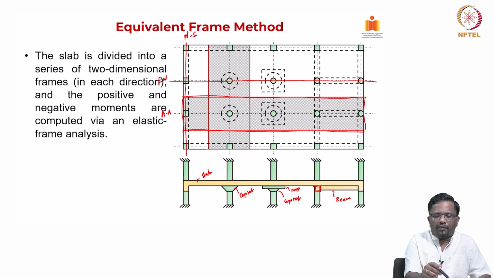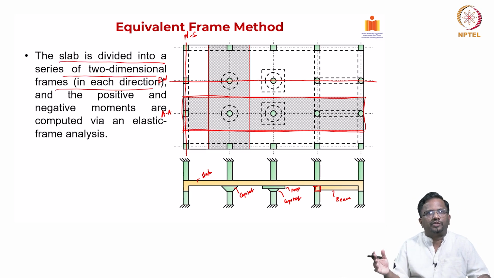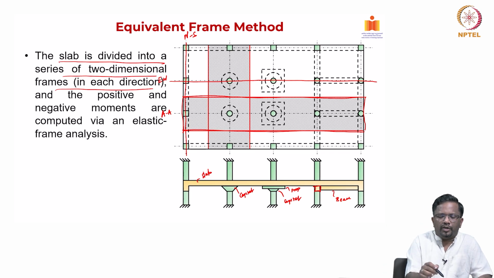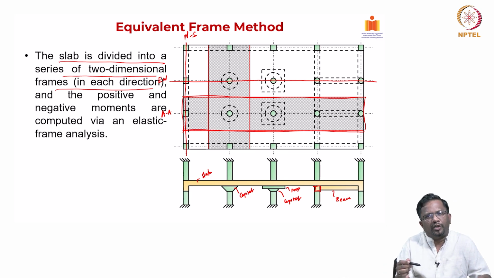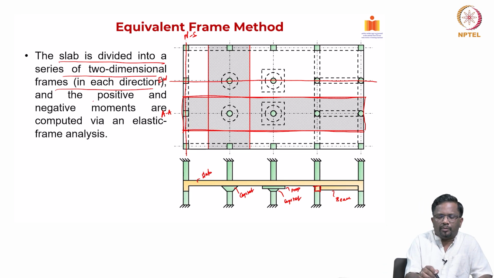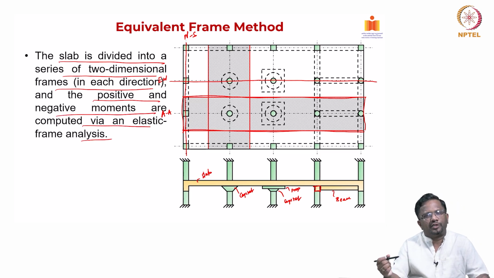So, what we are doing here is the slab is divided into a series of two-dimensional frames in each direction, like I said, north-south and east-west. And then, by the moment distribution method, we are trying to get the positive and negative moments using some elastic frame analysis. Typically, the moment distribution method is what we use, right.